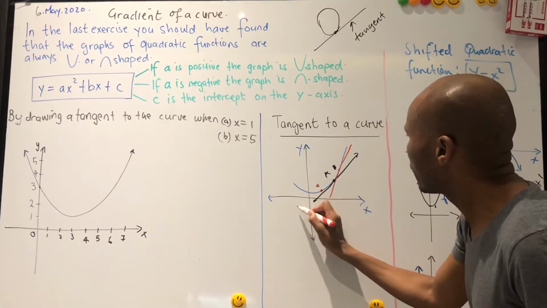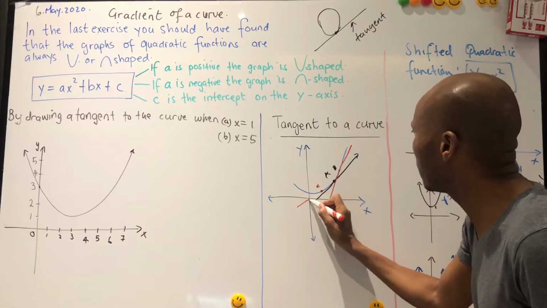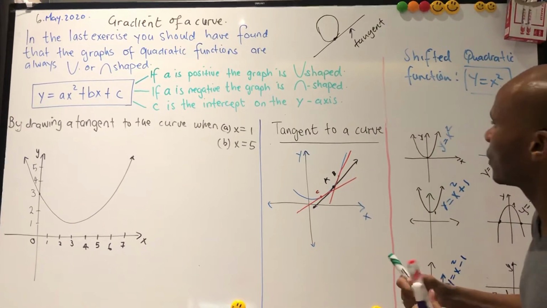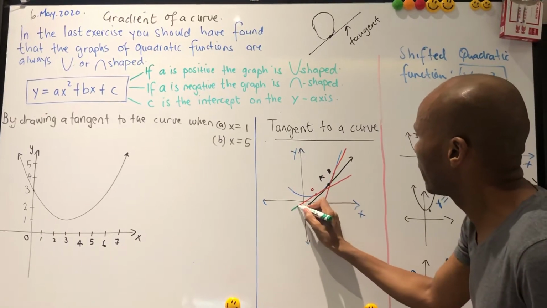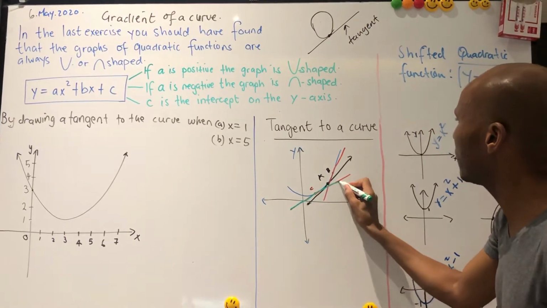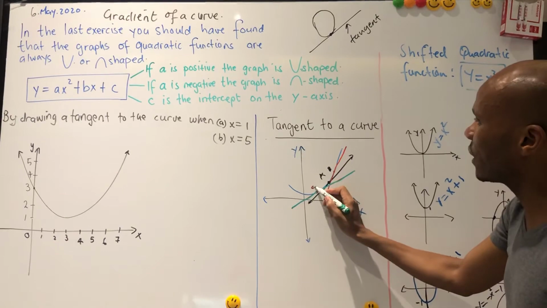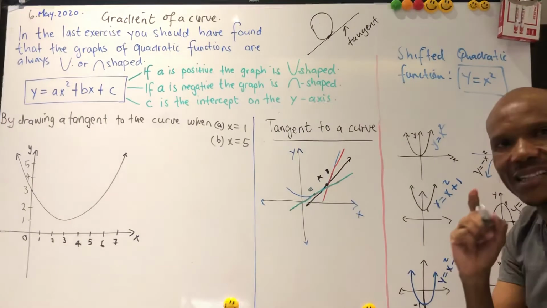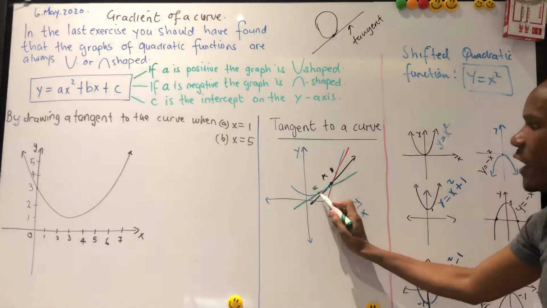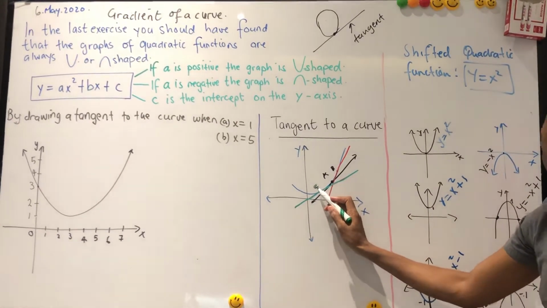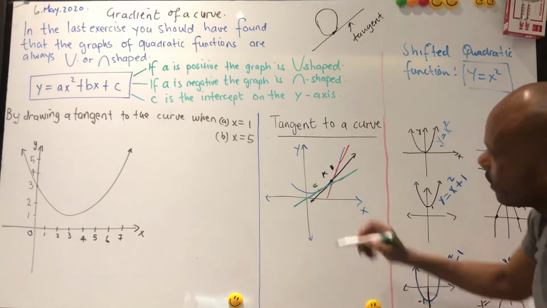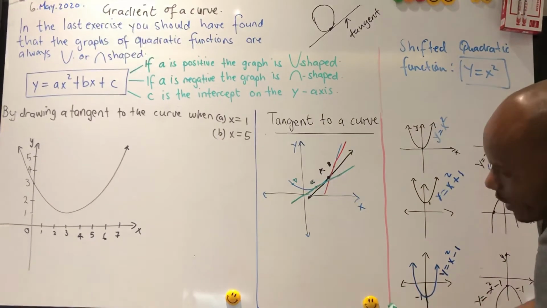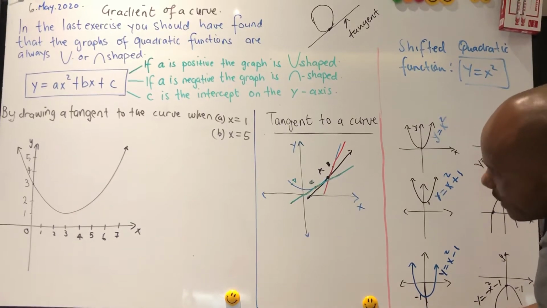Tangent to point C. Okay, let me use a green pen. Tangent to point C, right? So what do I mean, tangent to point C? That line touches the curve at one point, and that point could be C, could be A, could be B. And you can have a tangent at point D. You can have a tangent right there.